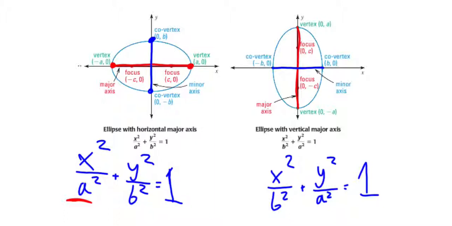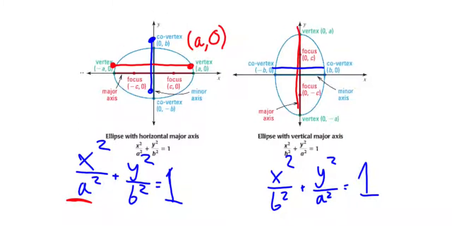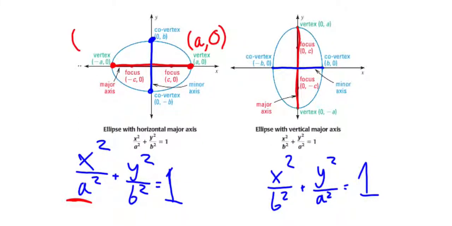Right? This is a little bit blurry on the big screen, but the vertices are going to be a comma 0, negative a comma 0. That a value represents the vertices. Over here, when we have this vertical major axis, it's 0 comma negative a and 0 comma a. So it's still that a value. That is the major axis.